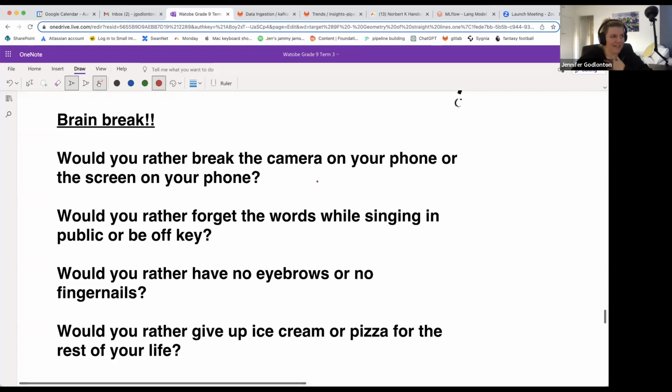I think I would have to give up. I don't want to give up ice cream, but I think I would have to give up ice cream because I don't know if I could live without pizza. Oh yeah, you would still have milkshakes. And so that's kind of the same as ice cream. I'm agreeing. Let's give up ice cream. It's just frozen cream. Nice job, guys. Cool. Okay.